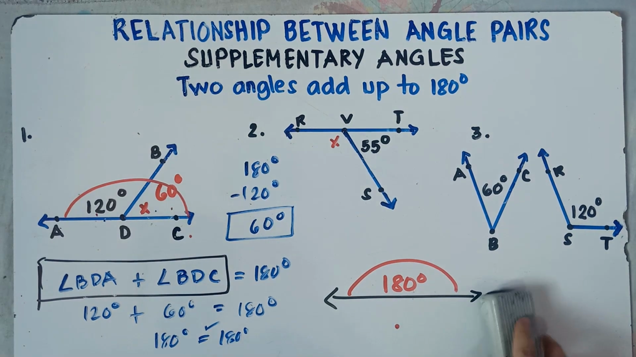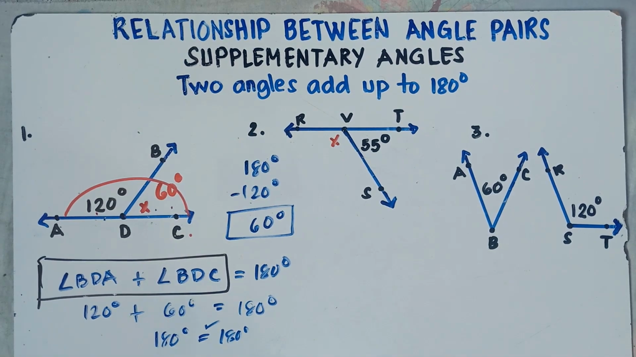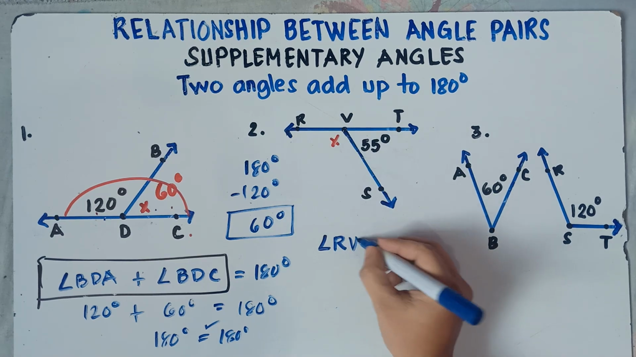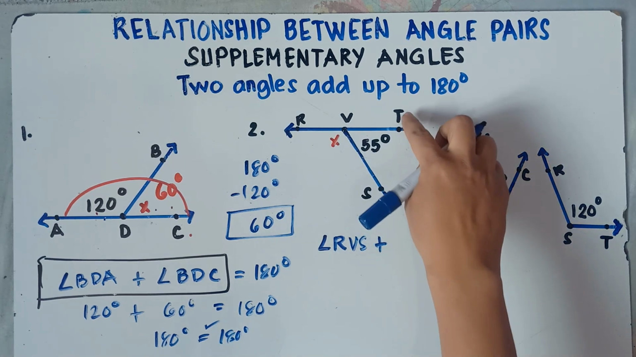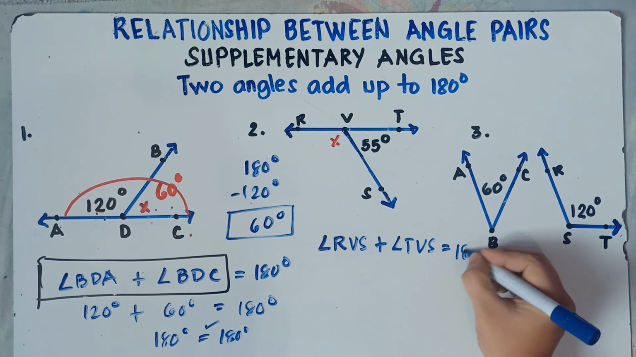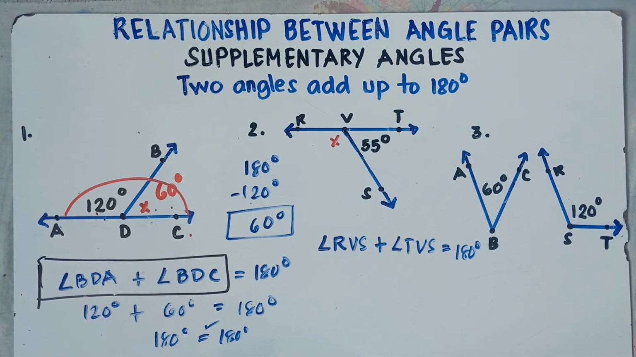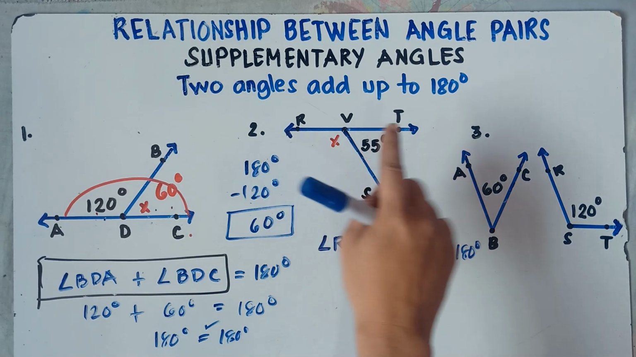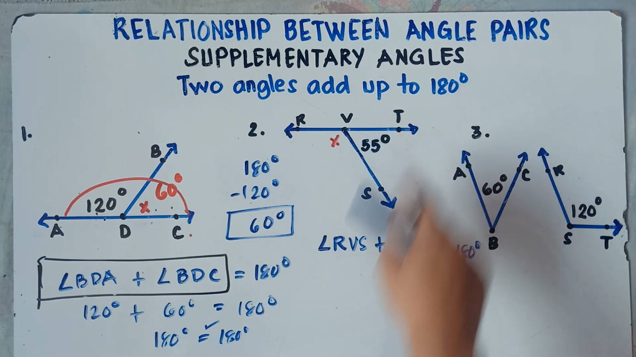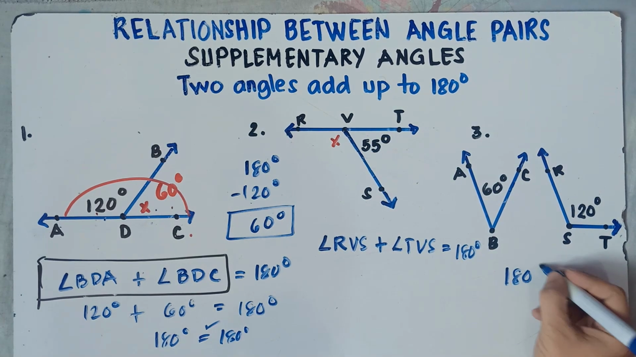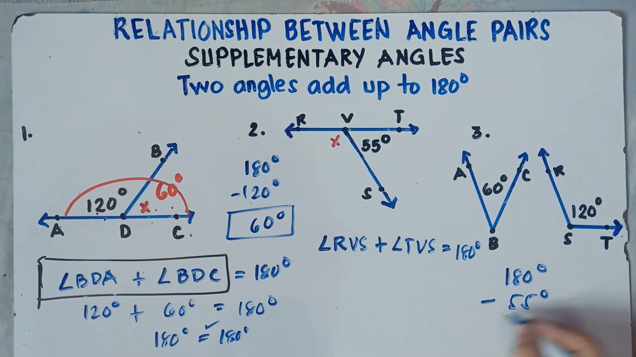Alright, so let's have example number 2. So what would be this angle right here? RVS. So we can write the equation, angle RVS plus angle TVS is equal to 180 degrees. So can we do the mental calculation? What would be the value of x that, if we add it to 55 degrees, we get 180 degrees? Let's just simply subtract 55 from 180 degrees. So 180 degrees minus 55 degrees.